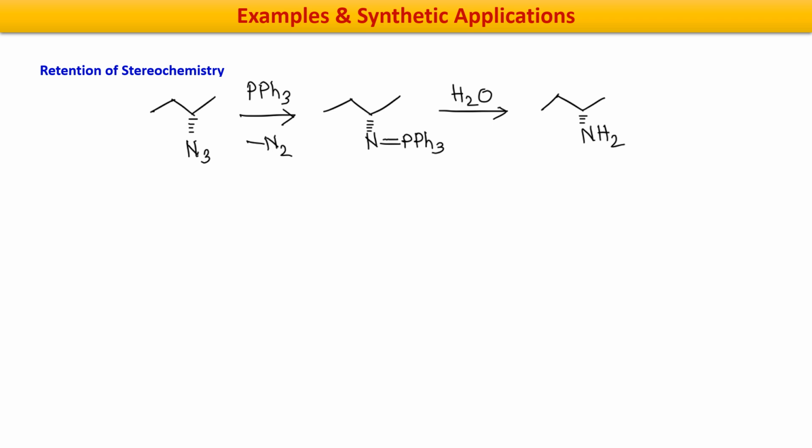So the first reaction, as you are seeing here, retention of stereochemistry. So stereochemistry is retained. That is possible in this reaction. So this chiral center is not disturbed. From N3, which is below the plane, we are getting N double bond PPh3, and finally after hydrolysis there will be a primary amine, stereochemistry intact, and this is the byproduct.